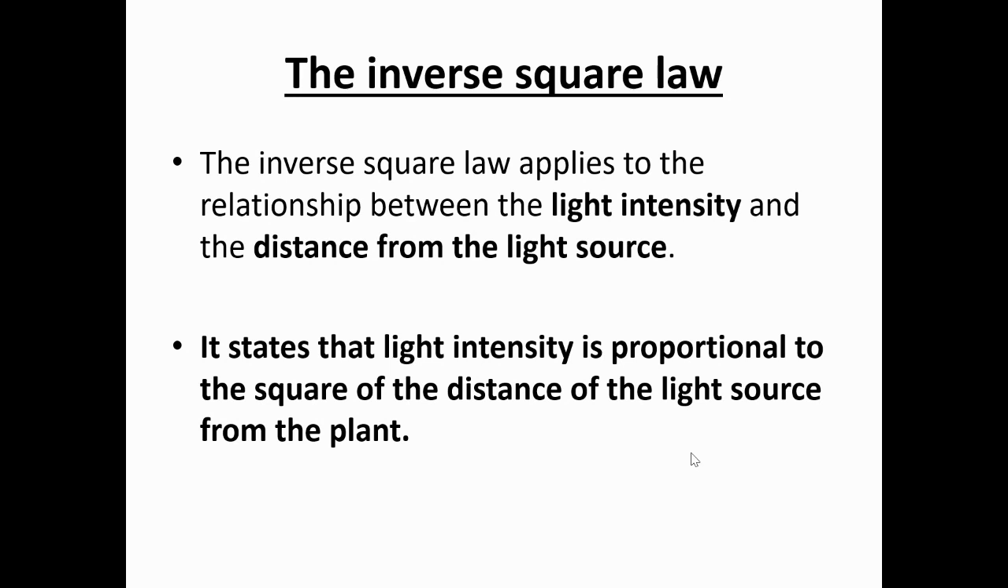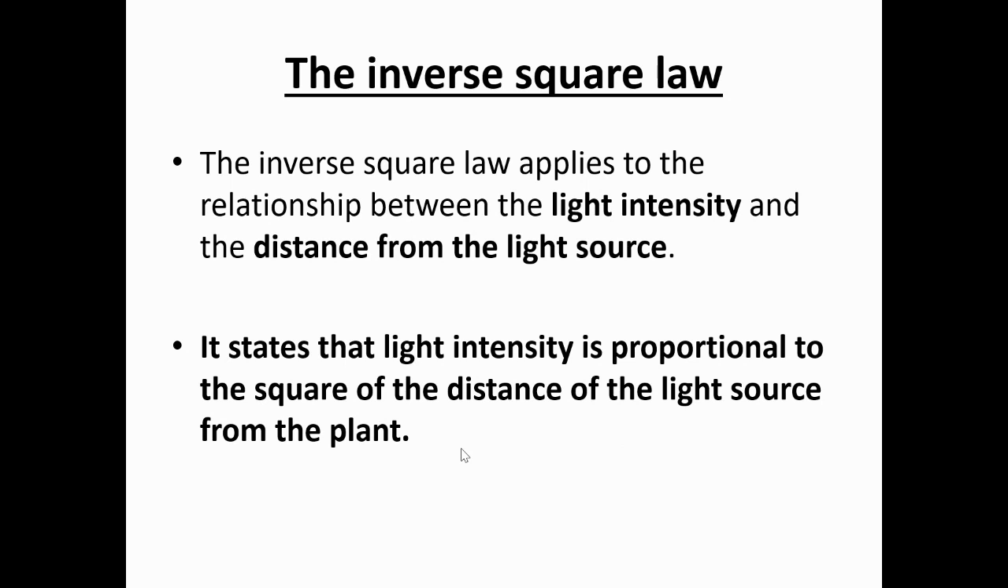Okay. The inverse square law can be used to explain the relationship between light intensity and distance from the light source. So we remember from our required practical, this lesson is directly linked to that one, when you move the lamp away from the plant, you are reducing the brightness. But the reason for that can be explained using the inverse square law. Okay, so it states that light intensity is proportional to the square of the distance of the light source from the plant. Okay, now obviously that's quite intimidating.